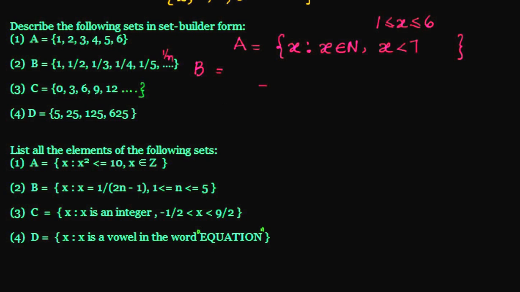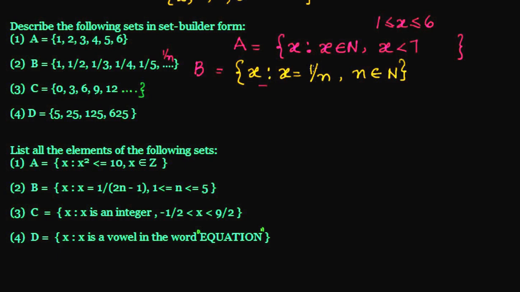So what will I write now? I will say B equal to x such that x equal to 1 by n. Also n belongs to capital N. That means you are saying n is a natural number, because you can see in the denominator I have 1, 2, 3, 4, 5, infinite. That means they are all natural numbers. So n has to be a natural number and my x should be nothing but equal to 1 by n.